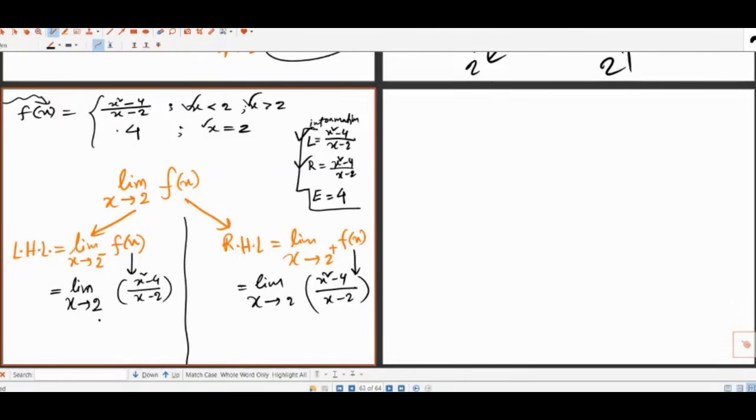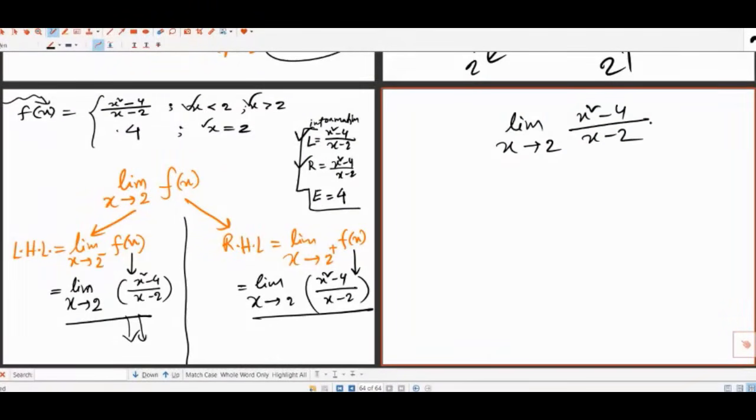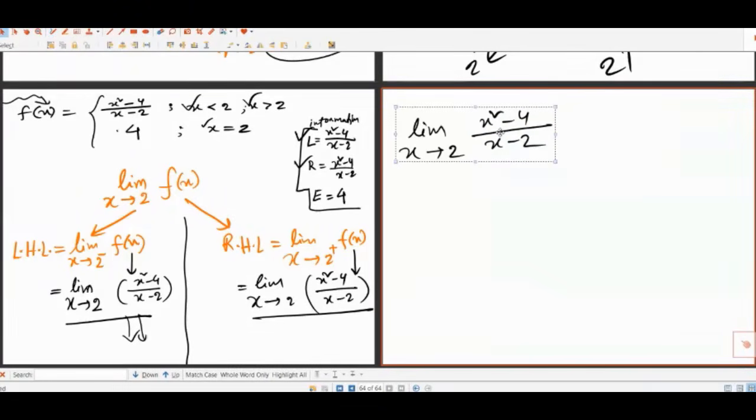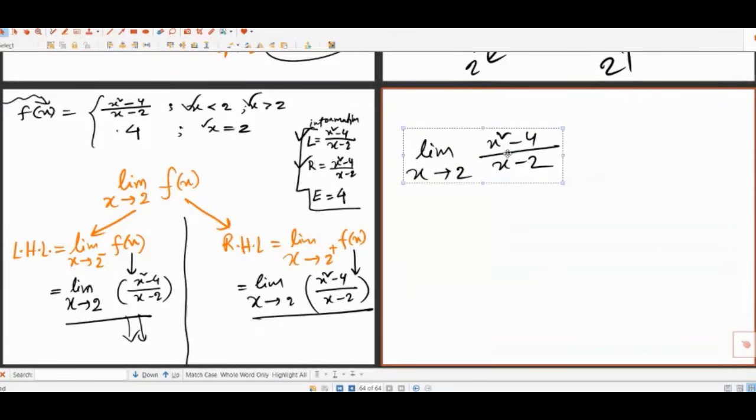You can see that on the left side and on the right side, we have the same function and the same limit. So if we can find the left hand limit, we can easily write the same answer for the right hand limit. Our target is to find the limit as x tends to 2 of (x squared minus 4) over (x minus 2). How can we find it? This can be found algebraically, or by L'Hopital's rule.